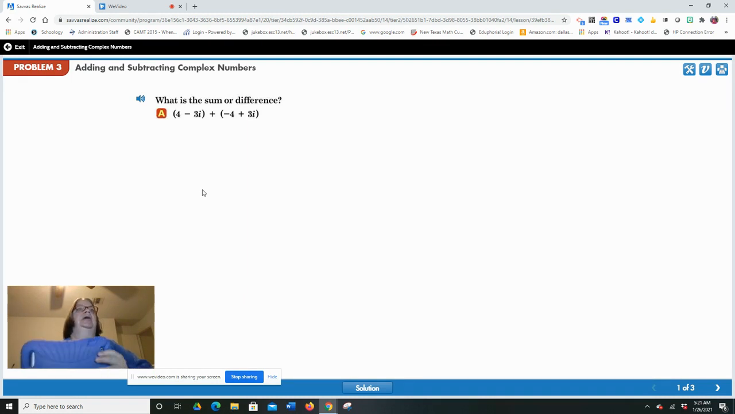Okay, and this says, what is the sum or difference? When you add and subtract with complex numbers, there's a real part and an imaginary part. The 4 is the real part, negative 4 is the real part, 3i is the imaginary part. The part with the i is the imaginary part. It's similar to combining like terms. You can only add real part and real part, or subtract real part and real part, and you can only add or subtract imaginary part with imaginary part. So 4 plus negative 4 is going to be 0. And then negative 3i plus positive 3i is 0.